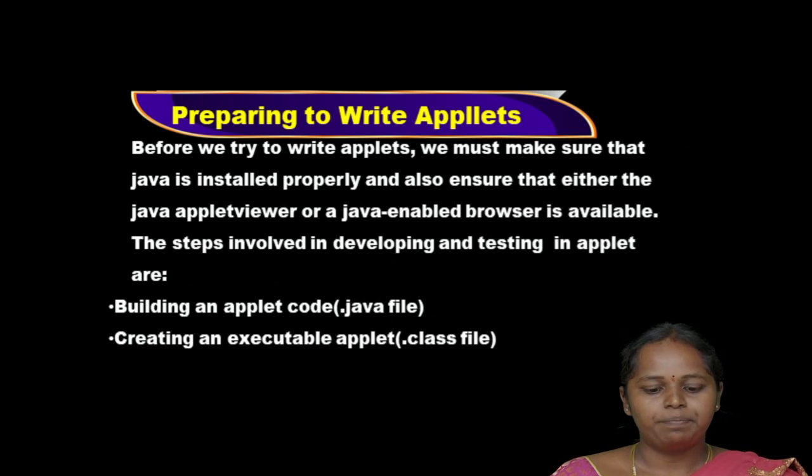So, preparing to write applets. Before we try to write applets, we must make sure that Java is installed properly and also ensure that either the Java Applet Viewer or a Java-enabled browser is available on your system. The steps involved in developing and testing applets are: first, building an applet code, that is a Java file, and creating an executable applet, that is a class file.